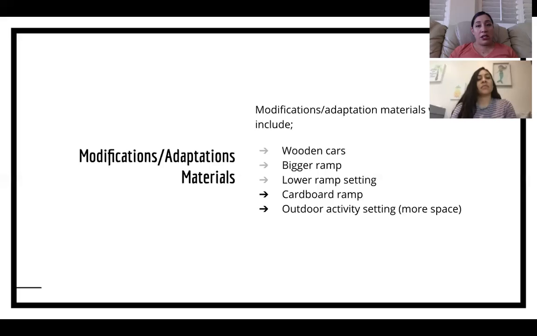So for our modifications and adaptations, we decided to use materials like wooden cars, a bigger ramp, maybe lowering the ramp setting to begin with, a cardboard ramp, or make it an outdoor activity setting. Students are able to do that in a group outside, just to have smaller groups and maybe work within their table group. And they have more space to do so outside.